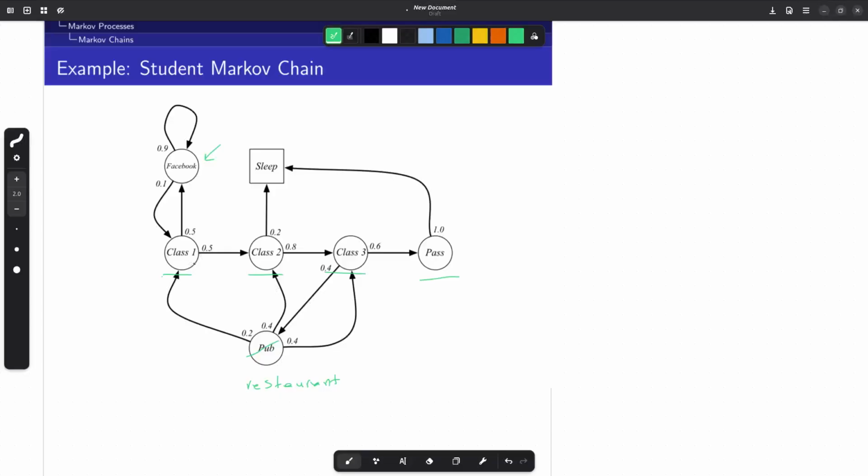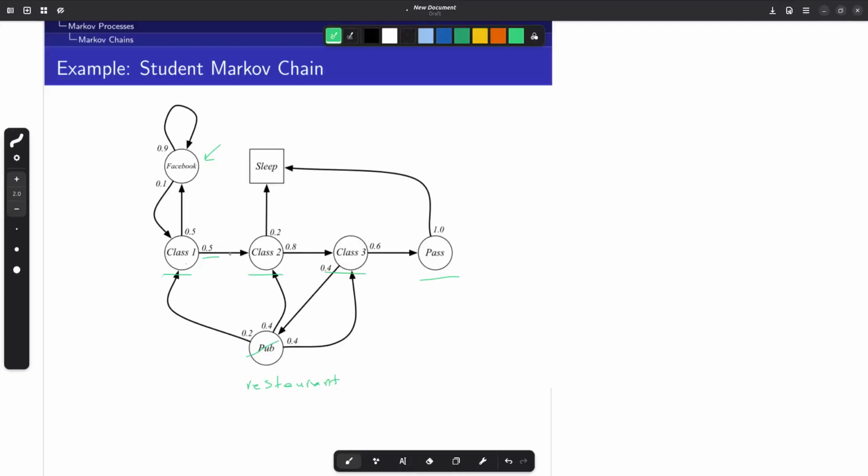So the probability of going from class 1 to class 2 is 0.5. The probability of going from class 2 to class 3 is 0.8, and so on. So we have the transition probabilities between all of these states. If we have not shown a transition, so we do not have a transition between, let's say, class 1 and state sleep, in that case the transition probability is 0. So all of the transitions that have 0 probability are not shown here.